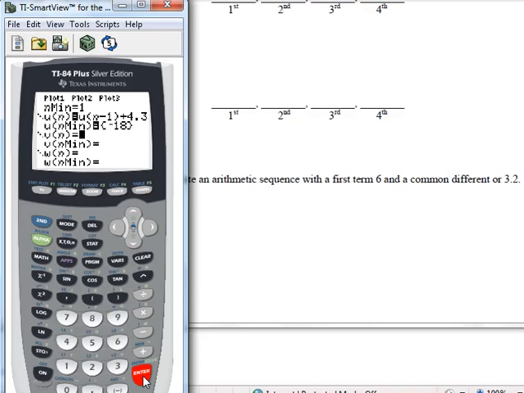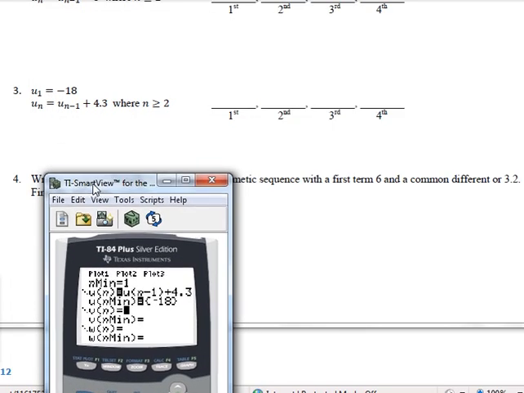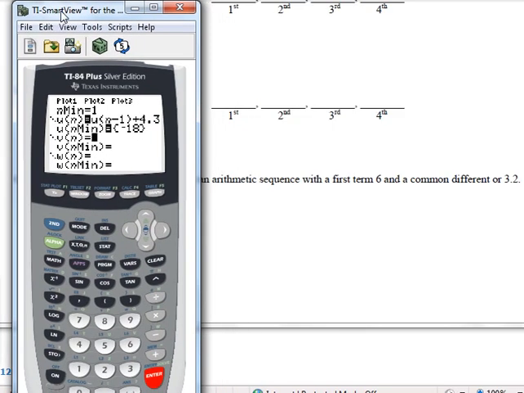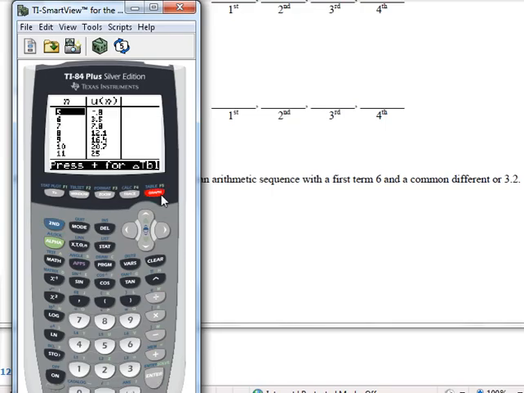So if I hit enter, now I can go out of this, and I'd go to the table because they want several terms, right? They want 1, 2, 3, and 4. I already know my first term that was given to me. It was negative 18. I go to table, second, table, and I'm on my 5th term. Sometimes that happens. You have to arrow up to where you want.